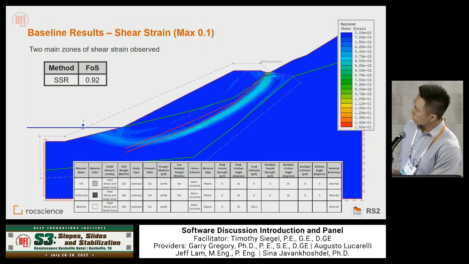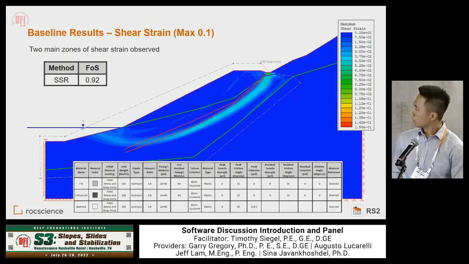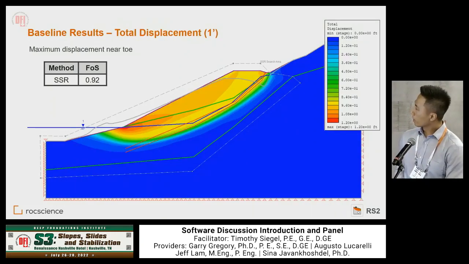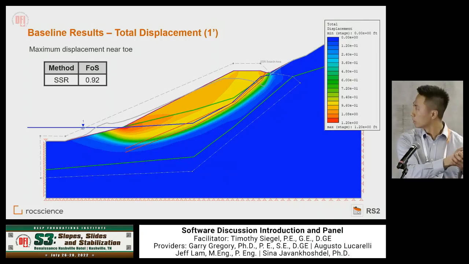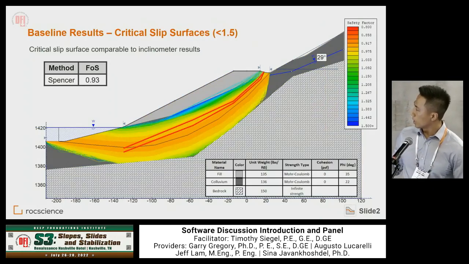And we actually noticed that there is also another failure zone starting to develop here. We got our total displacement for the slope. So we saw that the slope wanted to deform about a foot with those strengths. And then we also ran it in Slide 2.